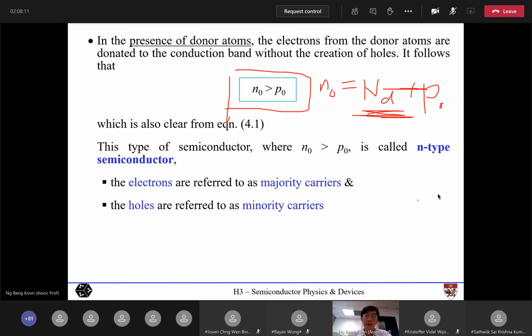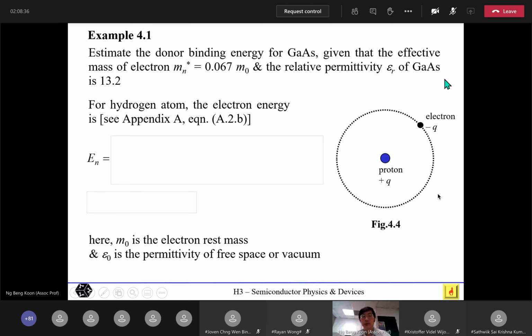And in this kind of semiconductor material, the electrons are called the majority carriers because they are larger in number, and the holes are known as the minority carriers because they are smaller in number. So these are terminologies that you need to take note of. N-type semiconductor: majority carriers are electrons, minority carriers are the holes, because of the difference in number.